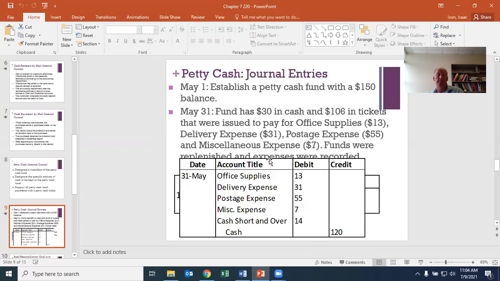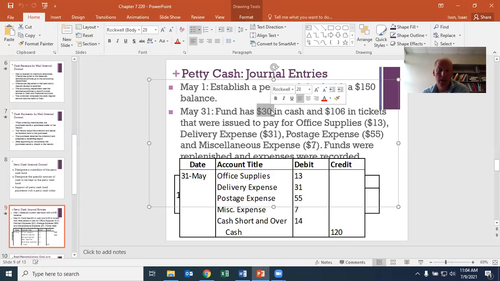You'll notice there is nothing here at the end of the month that says petty cash. That's really important. Do not debit or credit petty cash anymore. Only do it when you're establishing the fund or changing the balance. We're not changing the balance. We're going from $30 of cash, adding 120, so that gets us back to the balance.